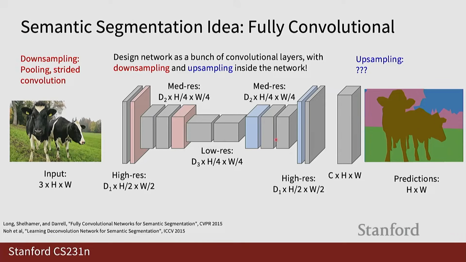But on the upsampling side, we don't really know how to do the upsampling, right? Because we don't have pooling or reverse of pooling or reverse strided convolutions. And because of that, we had to invent some new operations that reverse downsampling. But before I go to the upsampling, defining what upsampling is, I just briefly want to tell you how this network is trained.